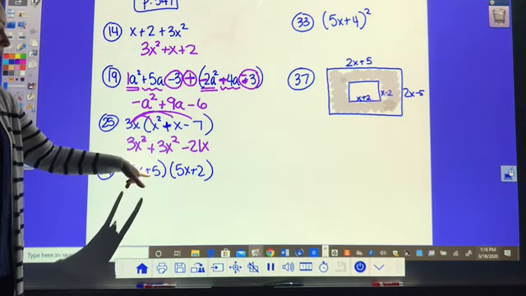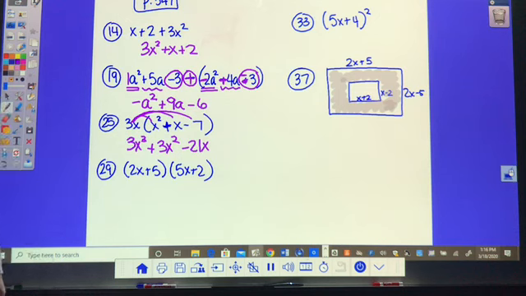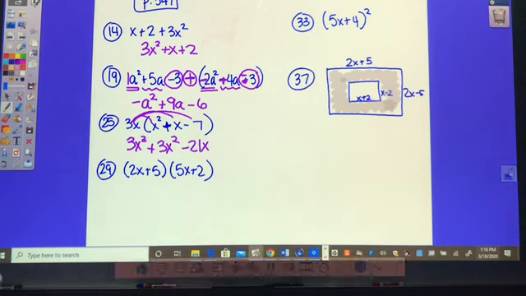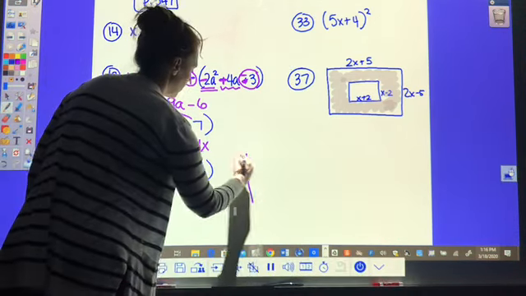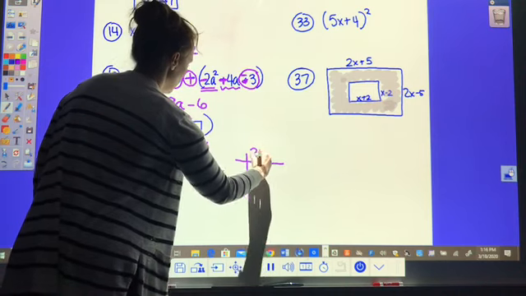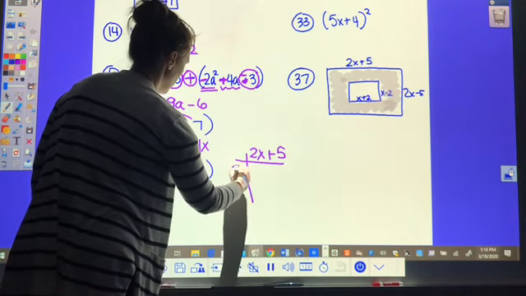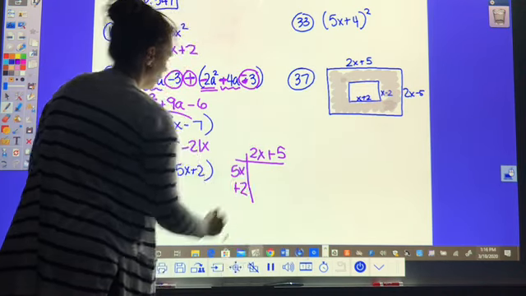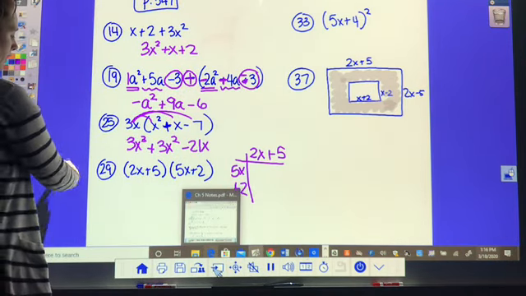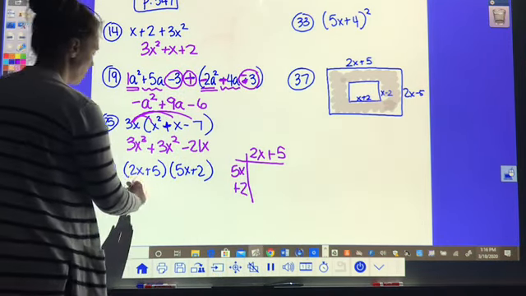Okay, we've got a binomial times a binomial. So you can do your arrow method, you can make your area model like this, or you can do the FOIL method. So whatever method you like to do, we're going to get the answer to that. So I'm going to do the FOIL method.